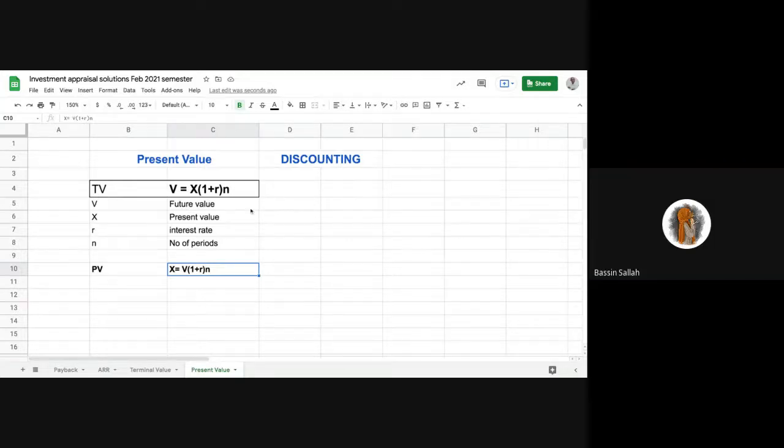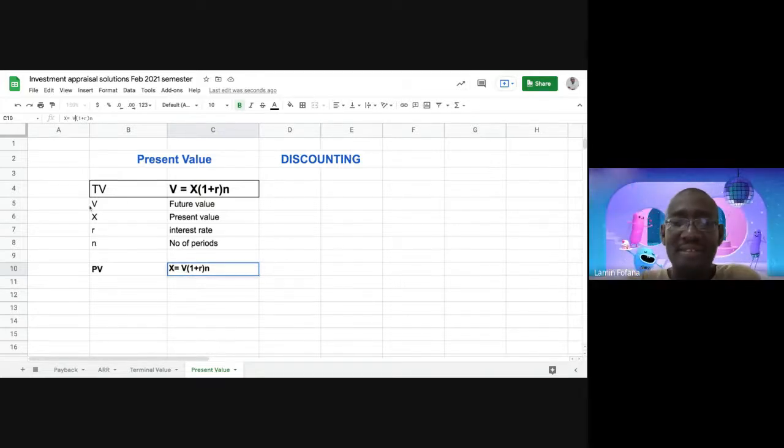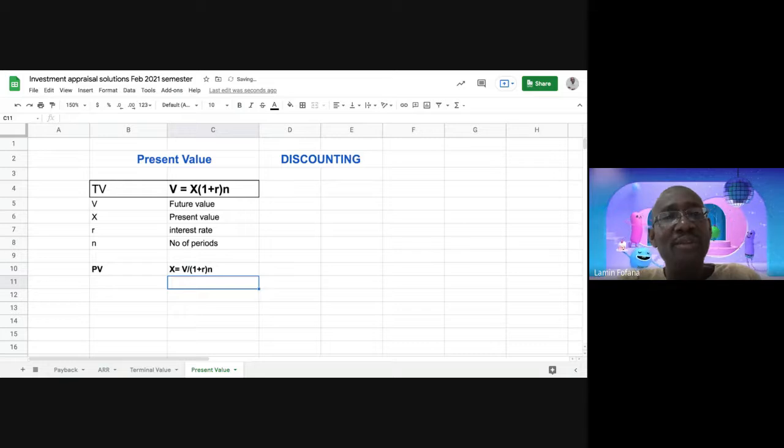We're going to divide both sides by the 1 plus r raised to the power n. So it's going to cancel out each other, and we're going to be left with x equals v over 1 plus r raised to the power n. Good, excellent. So in other words, what are we doing? What is his mathematical name?